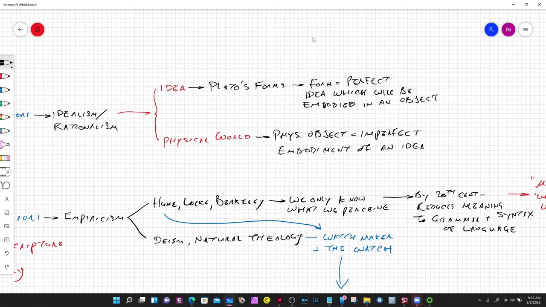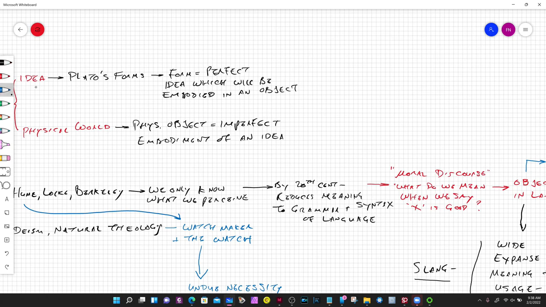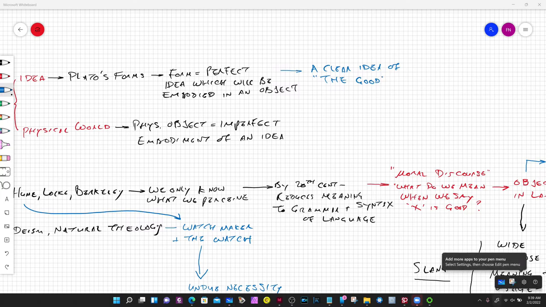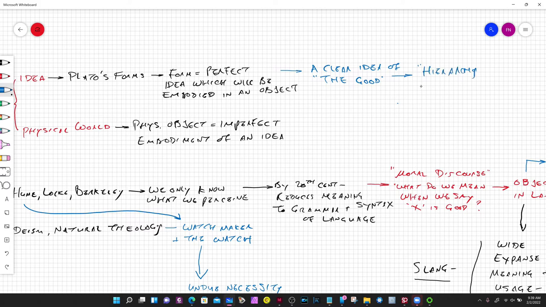On the one hand, it will produce a very clear idea of the good. There's no debate about that. Because we can establish a kind of hierarchy of ideas and we link the presence of ideas to the infinite God, just as did Descartes.